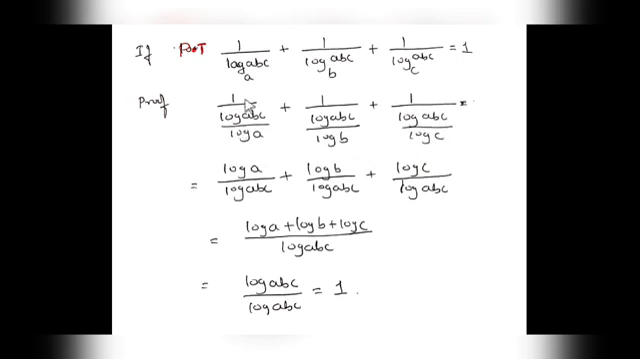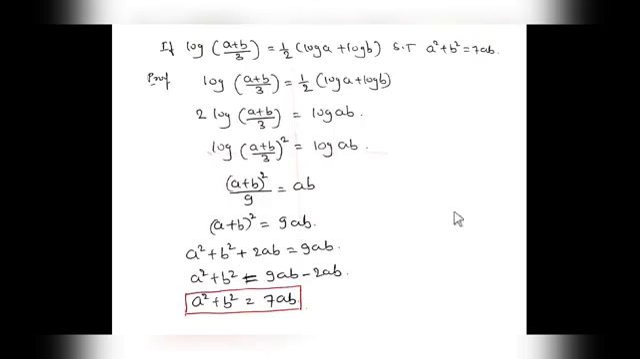If we take the reciprocal of this, then it will become log A divided by log ABC plus log B divided by log ABC plus log C divided by log ABC. Everywhere the denominator is the same, so the common denominator will be log ABC. Then we'll have log A plus log B plus log C. We know that log M plus log N plus log O will be log MNO. Therefore, log A plus log B plus log C can be written as log ABC. If we cancel log ABC, then we'll get 1.